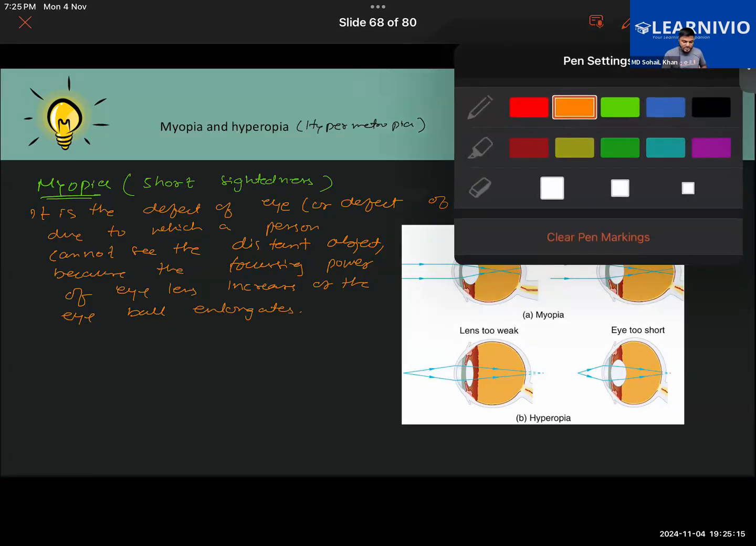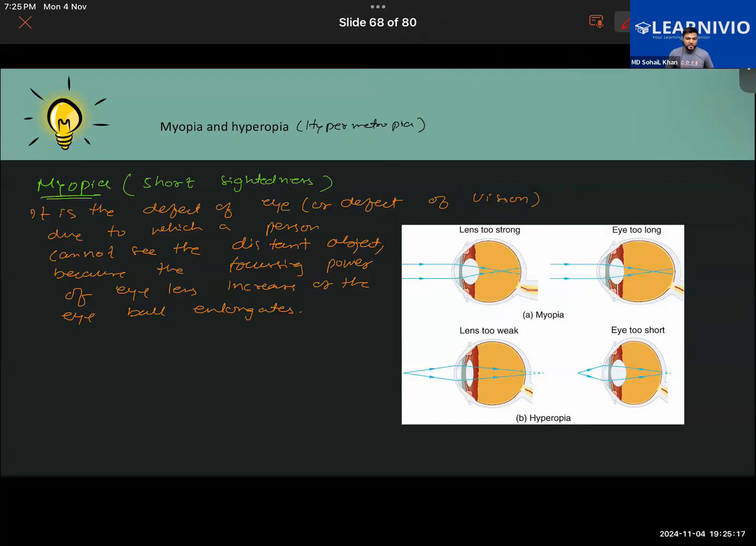Now the question is, how can we cure this problem? How can we correct it? We can correct this problem by using spectacles that contain a concave lens. Why not a convex lens, and why a concave lens? Sir, a convex lens will be the opposite.